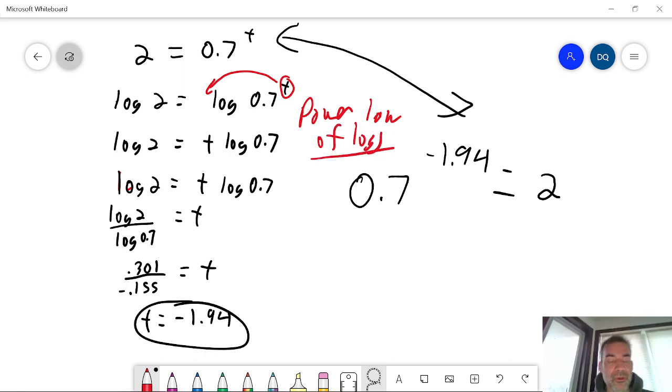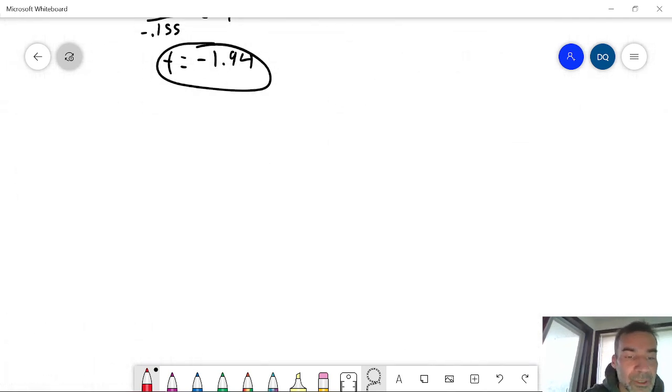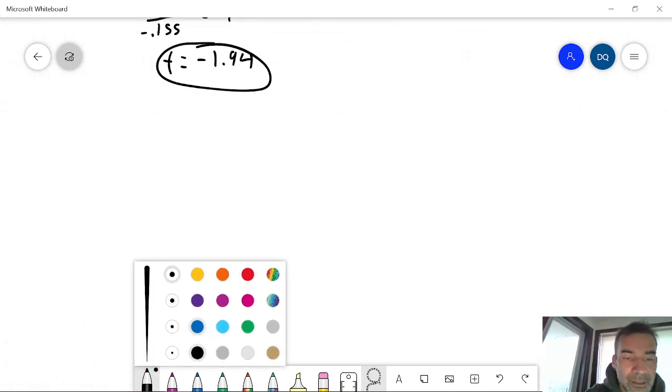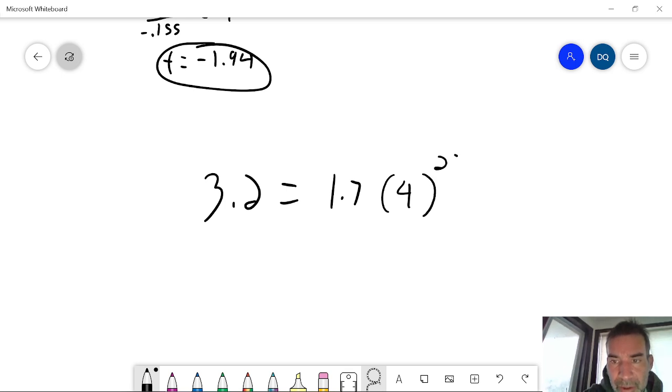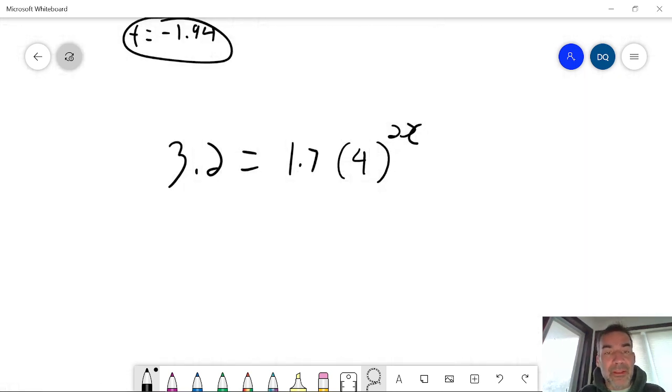Okay, I'm going to do another example where it's not immediately so simple. So let's say I've got 3.2 equals 1.7 times 4 to the 2x. Can I use the power law to solve this one? The answer is yes. Now, I can't simply take the log of both sides right off the bat because I've got a number here that's being multiplied by my power. So I'm going to divide it out first.